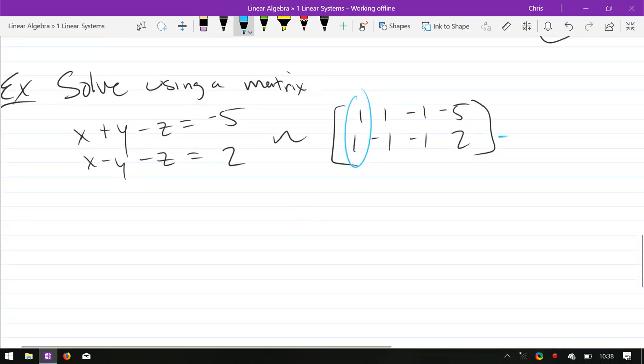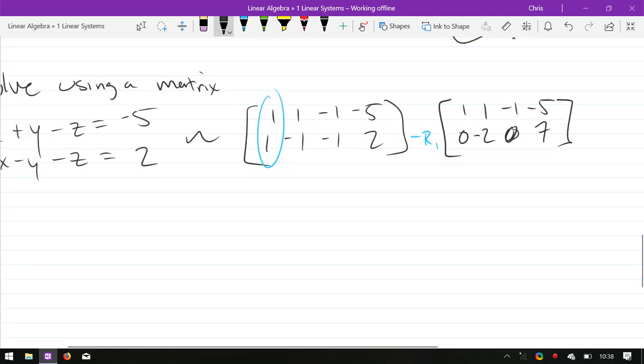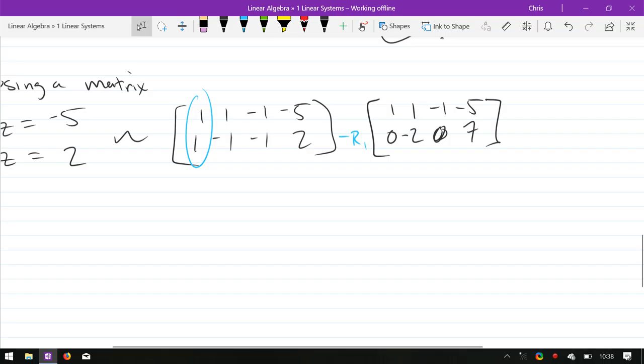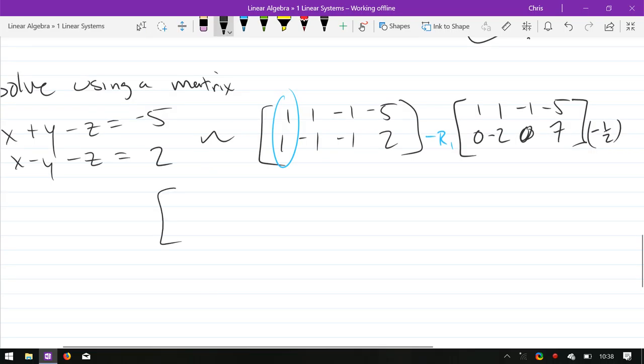So I'm going to subtract row 1. So row 1 remains unchanged. Row 2: 0, negative 2, 0, 7. And I can multiply the second row by negative 1 half. Unfortunately, we will have fractions here.